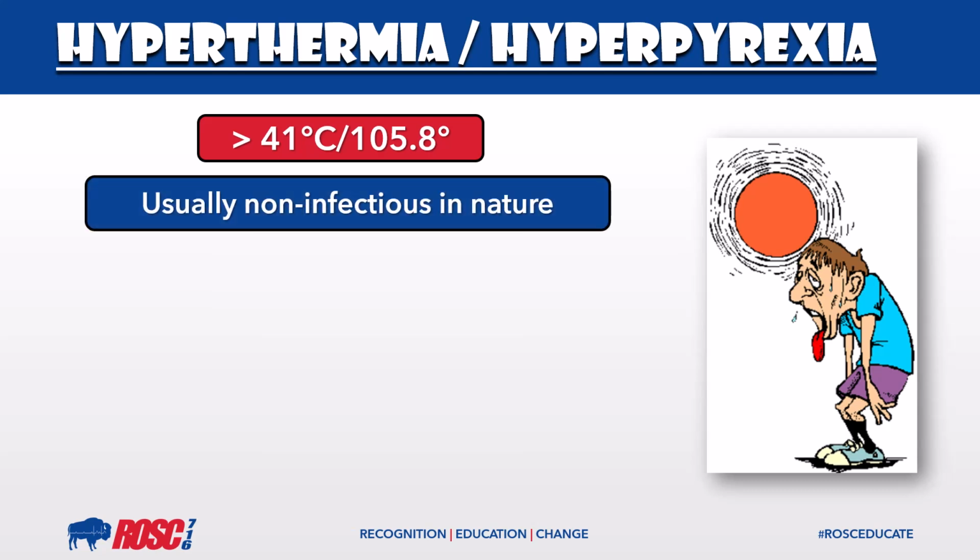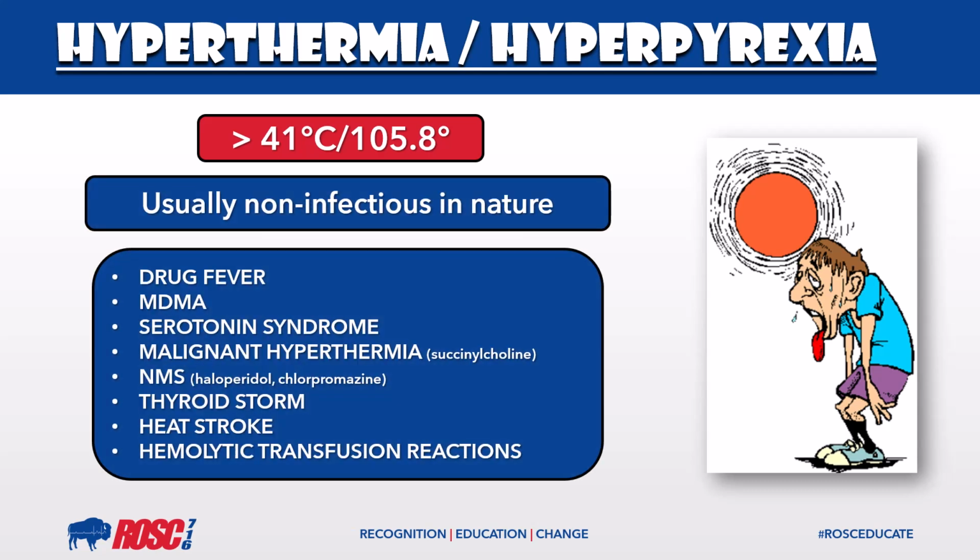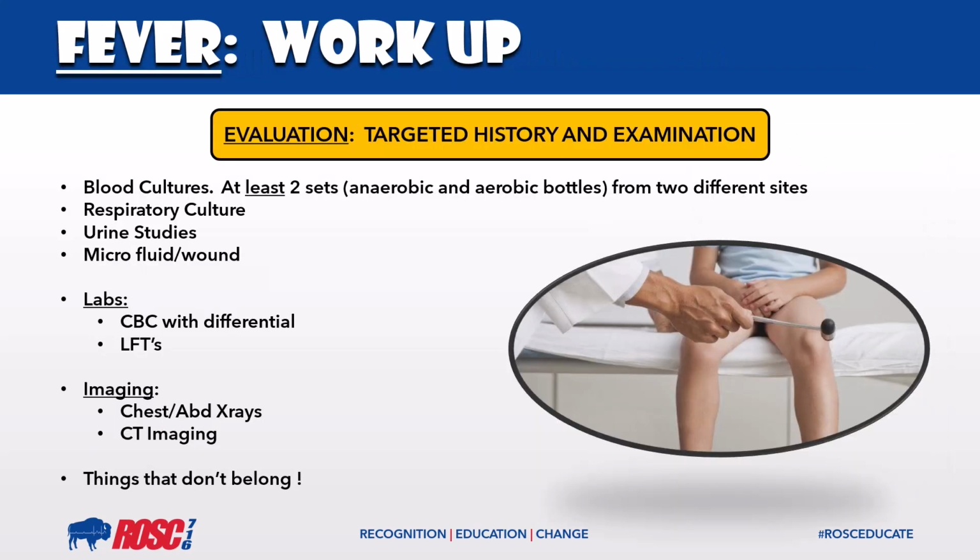These temps are usually non-infectious in nature and are brought on by other etiologies like drug fever, MDMA, serotonin syndrome, malignant hyperthermia, thyroid storm, heat stroke, and hemolytic transfusion reactions. It's important to point out that once we identify hyperthermia, the treatment consists of active physical cooling because antipyretics aren't effective because it's uncontrolled heat production. There's really nothing to do with the hypothalamus set point.